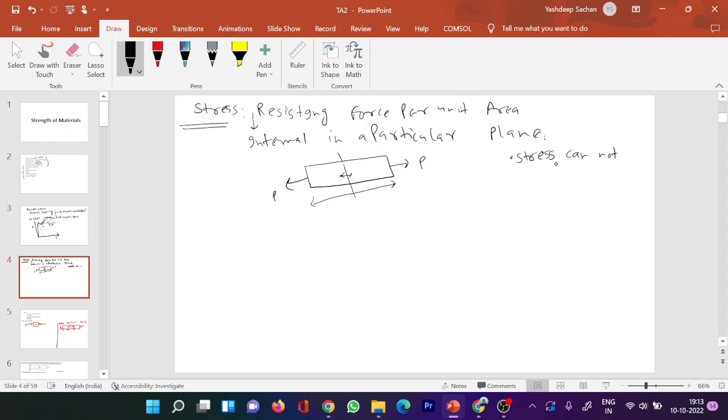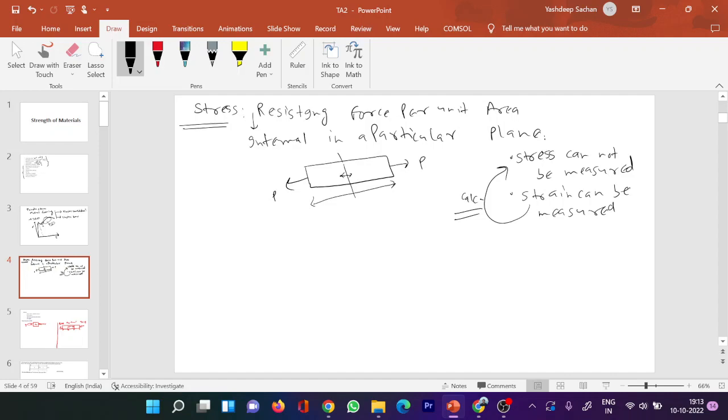So stress cannot be measured, but strain can be measured. When we measure the strain, with the help of strain we calculate the stress. Okay, got it? Yes.